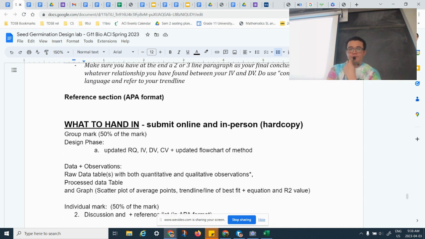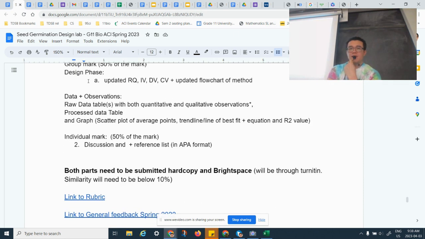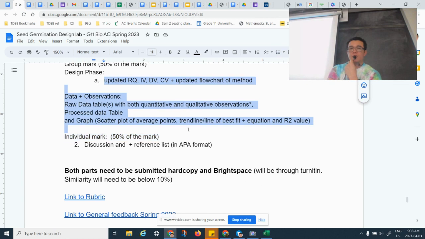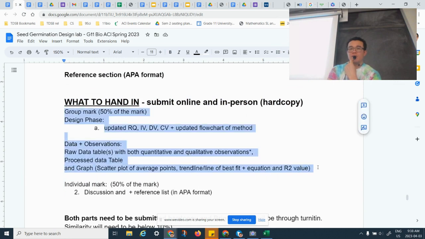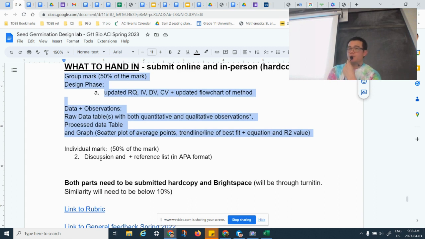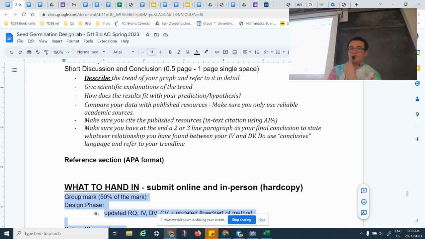Okay. So in this case here, that's your group part. Okay, that's your group part. You need to hand that in, and you should hand that in as a group. Now your individual mark. What do you need to do?